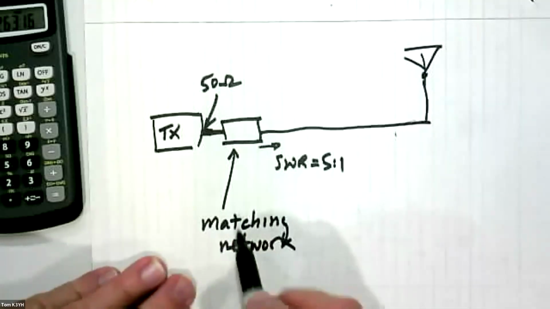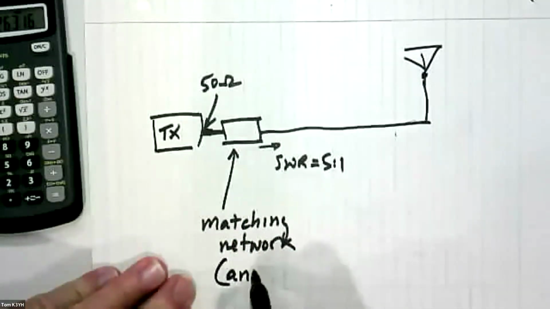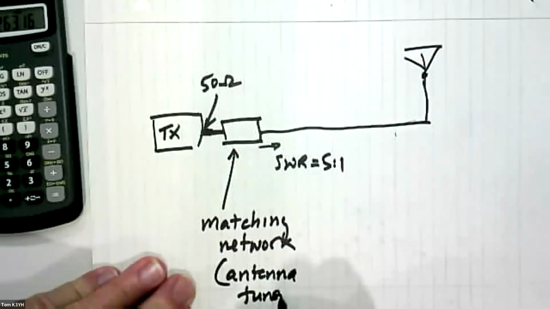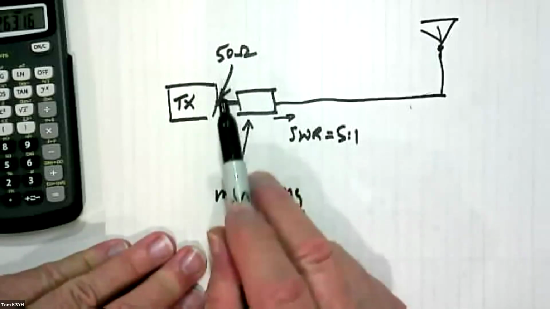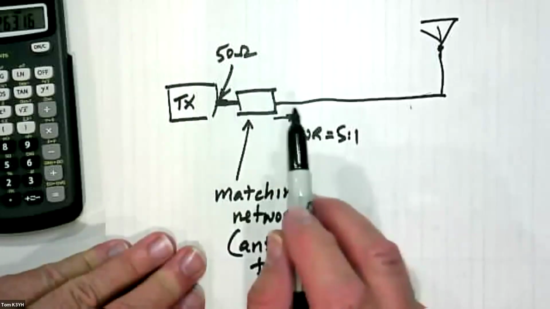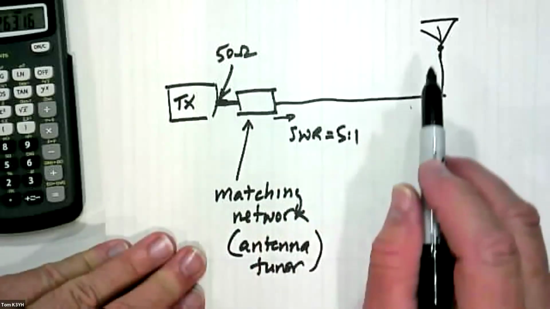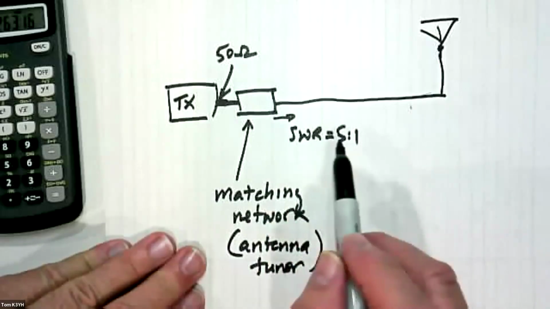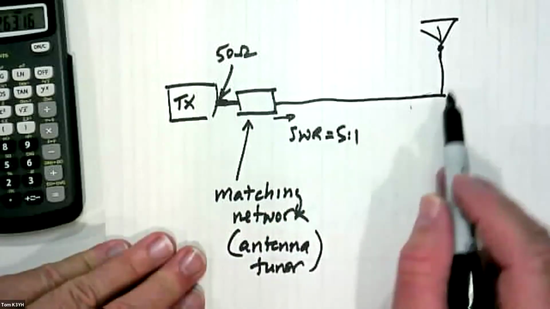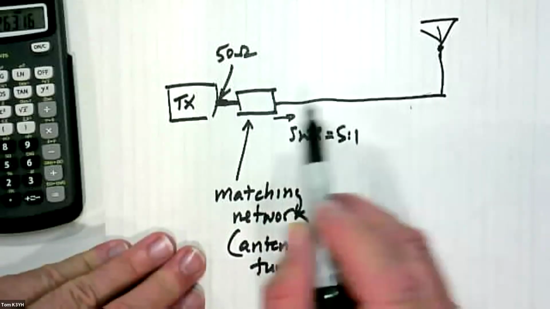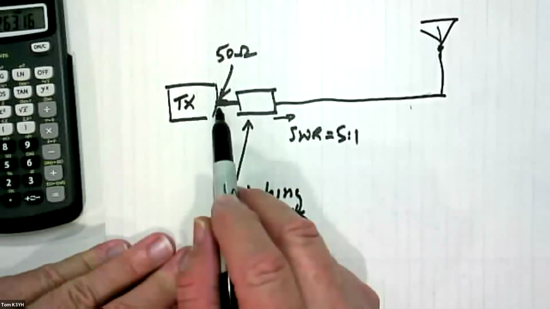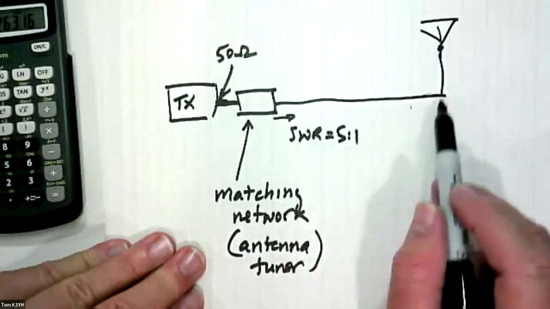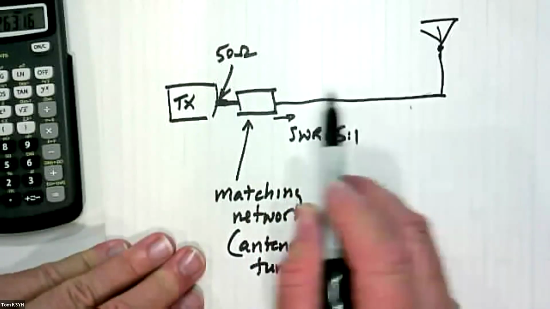So the question is, if I put this matching network, often called, by the way, an antenna tuner, which is really misleading, in here so that the transmitter sees 50 ohms, what is the SWR now along here? The answer is it's still 5 to 1. You didn't do anything to change that SWR out here. All you did was transform it so it looks to the transmitter like it's a 50 ohm load. You still have a 5 to 1 SWR on this transmission line.